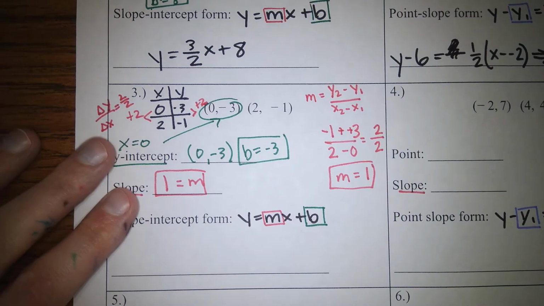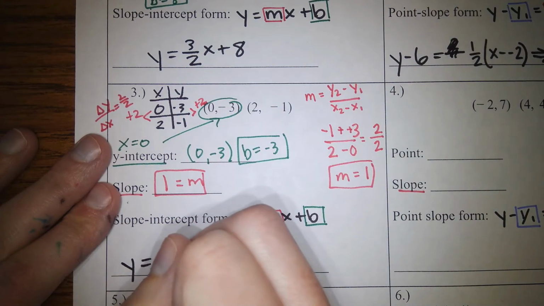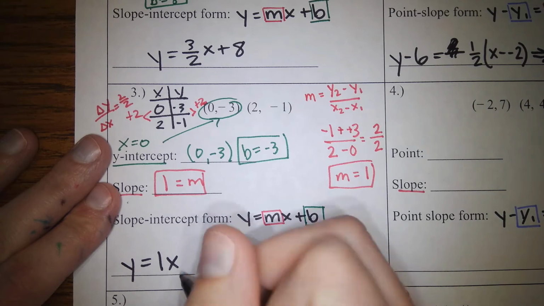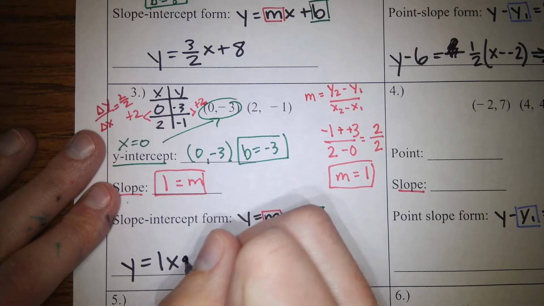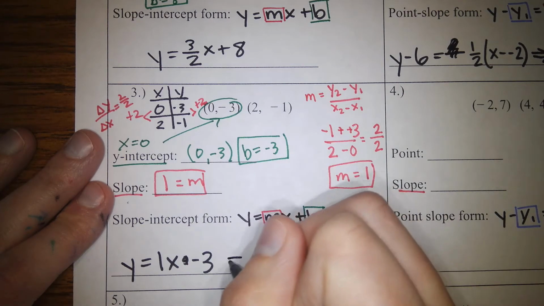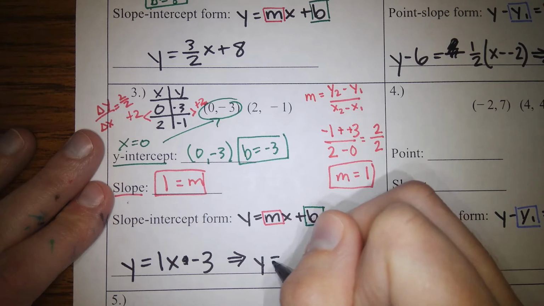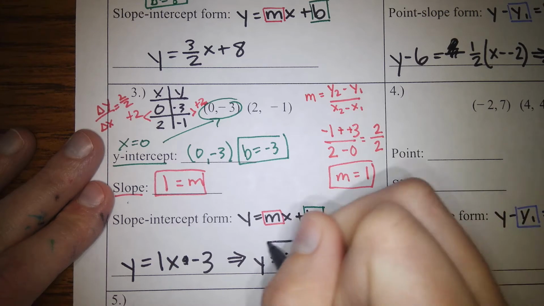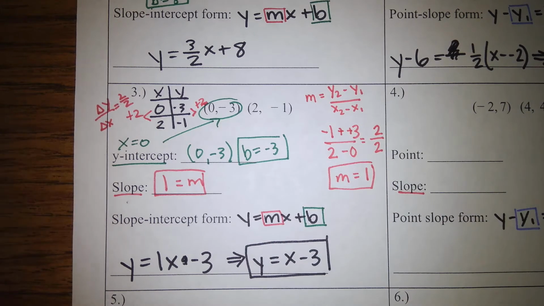So when we write our equation, we would say, all right, y equals 1x, because that's our slope. Oh, not plus 3. We're going to say minus 3, because it was the y-intercept of -3. So that means that we have y equals x minus 3 as our final answer here. All right?